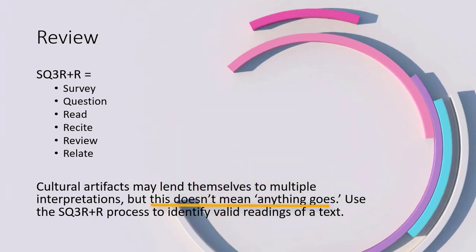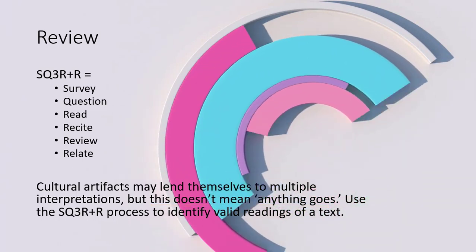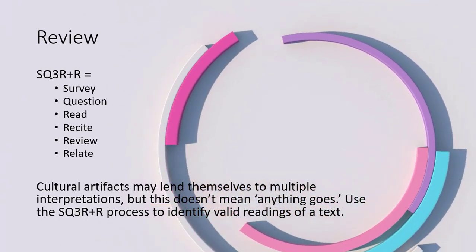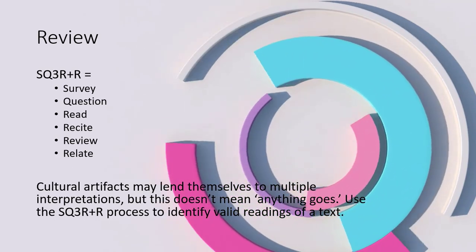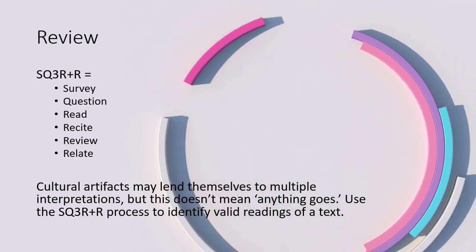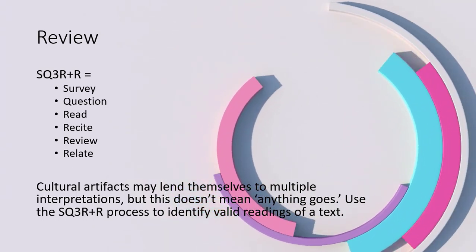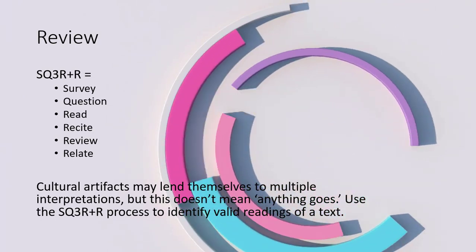Know that through this process, interpretation is not arbitrary. A cultural artifact can only support ideas that can be justified by its contexts and text. At the same time, depending on perspective and angles of approach, there can be multiple interpretations that comprise a holistic understanding of the cultural artifact.